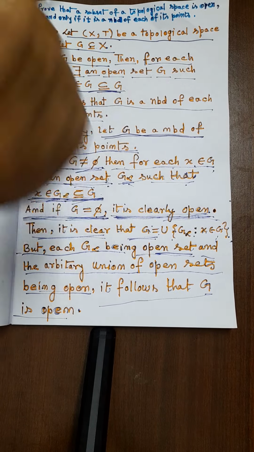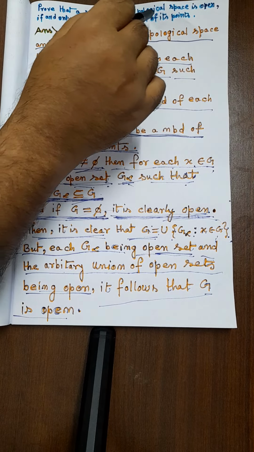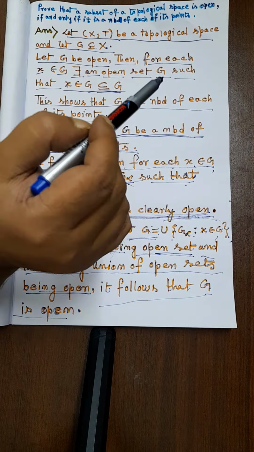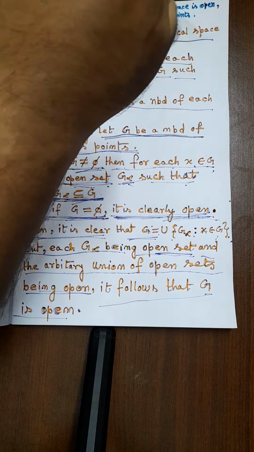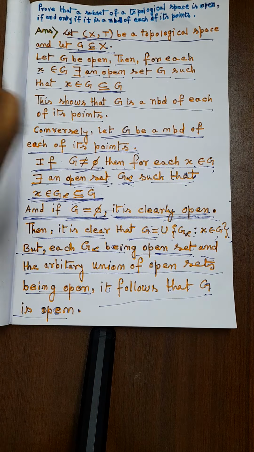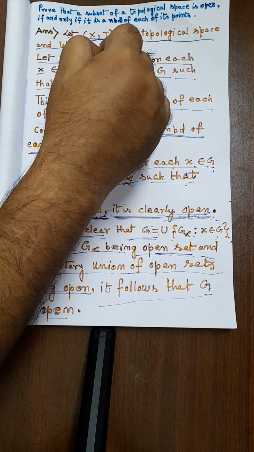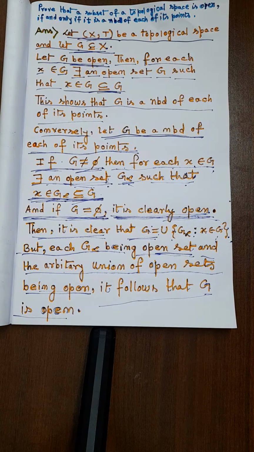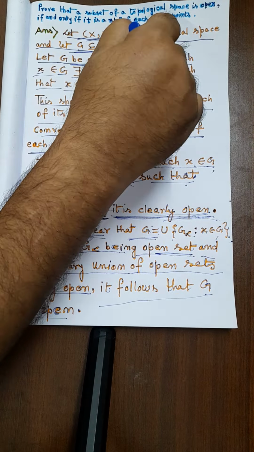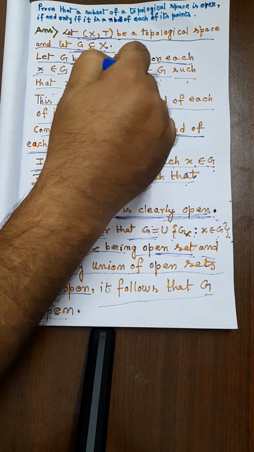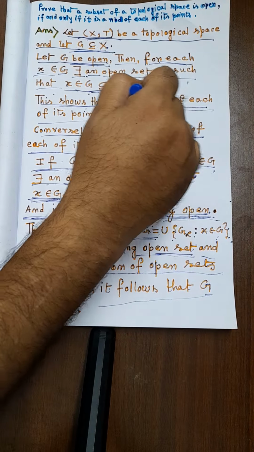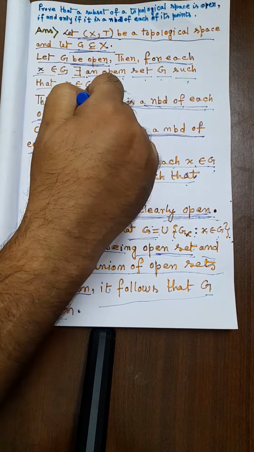So what was the question? Prove that a subset of a topological space is open if and only if it is a neighborhood of each of its points. So how do we prove that? We consider (X, T) as a topological space. Then we consider G as a subset of X. Now we consider G is open. Then you know that for each x belongs to G, there exists an open set G such that x belongs to G is a subset of G. This shows that G is a neighborhood of each of its points.